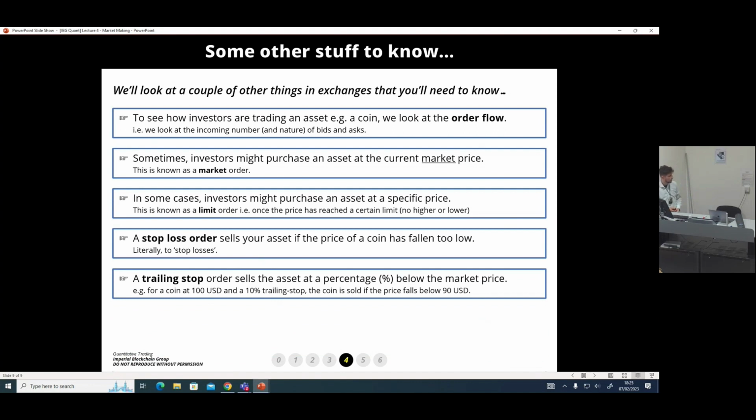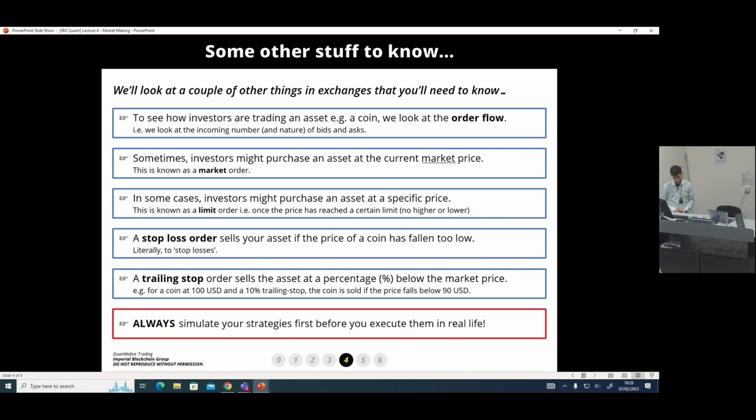A trailing stop is slightly more complicated. Basically you attach a percentage to the market price, and then you sell the asset at that specified boundary. So if you're at, for example, $100 and you have a 10% trailing stop, 10% of 100 is obviously 10. So you sell the coin at 10% below the market price, which is $90. And as always, if you're ever going to code up your quantitative strategy, always backtest.